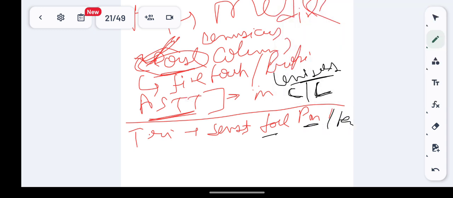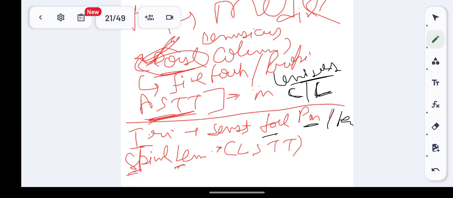Spinal lemniscus, MTSL. So spinal lemniscus is formed by the anterior spinal thalamic tract and the lateral spinal thalamic tract, LSTT. So sensation from the body, the rest of the body.